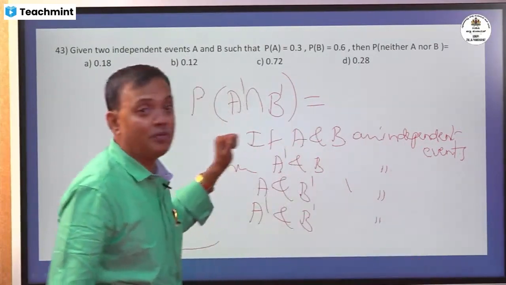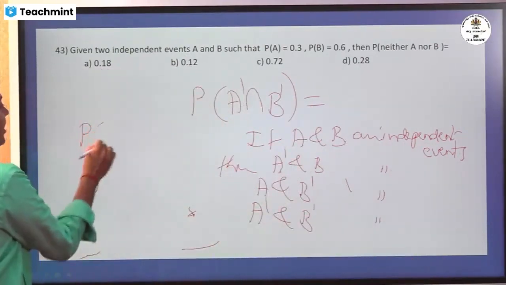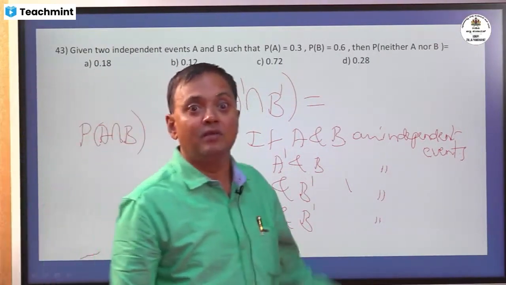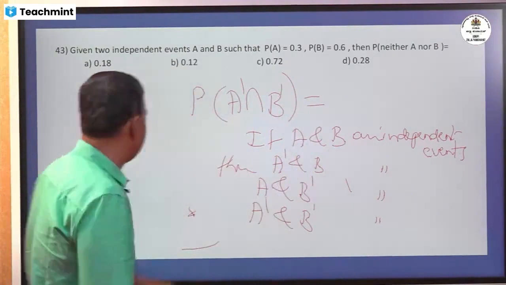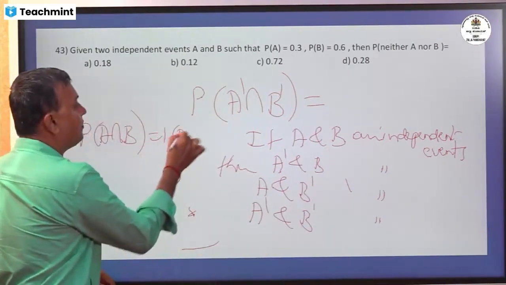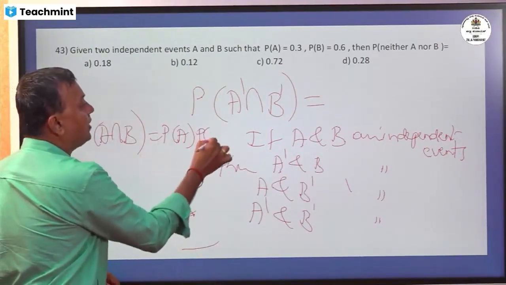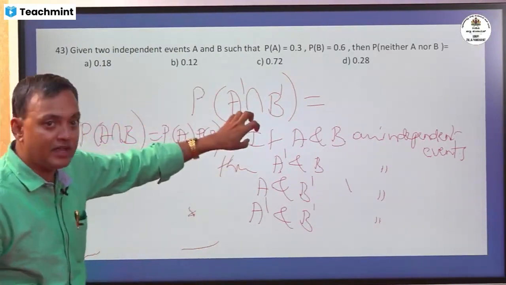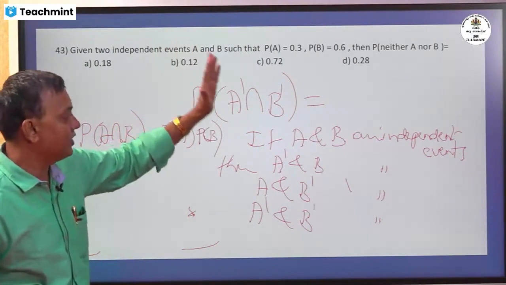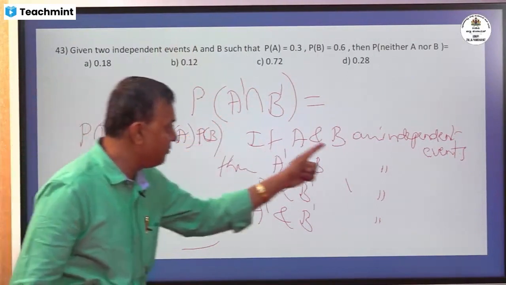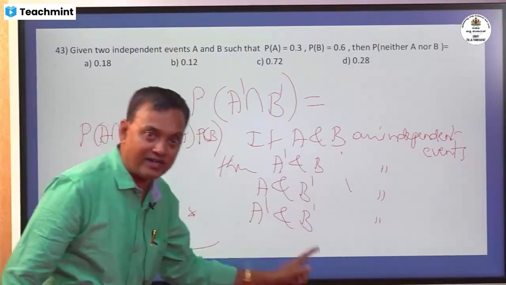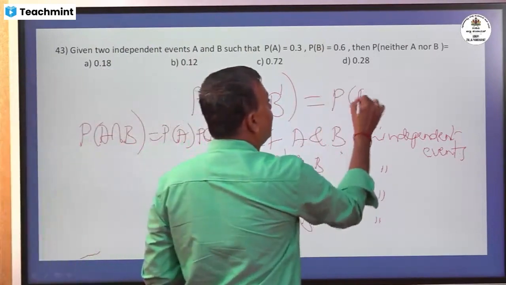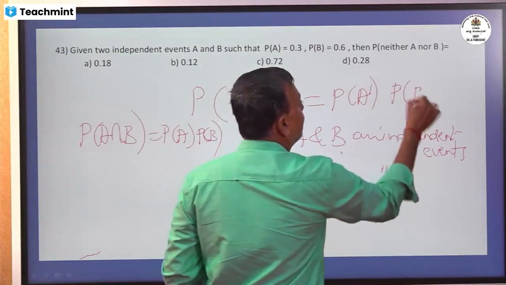What is the condition of independence? What is probability when two events A and B are independent? Probability of A intersection B is equal to probability of A into probability of B. So if A and B are independent, A dash and B dash are independent, then probability of A dash intersection B dash is probability of A dash into probability of B dash.